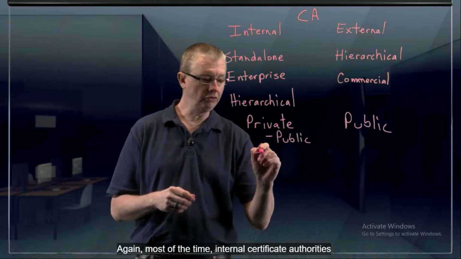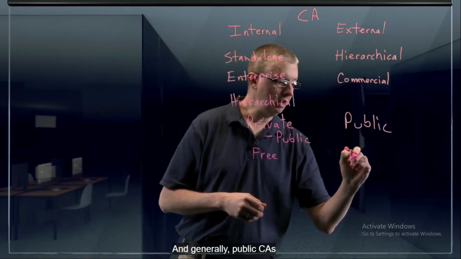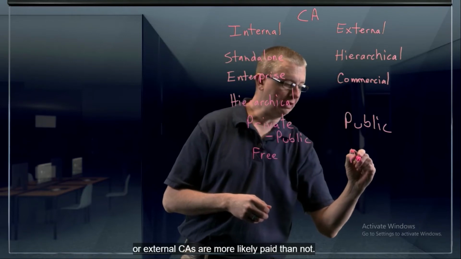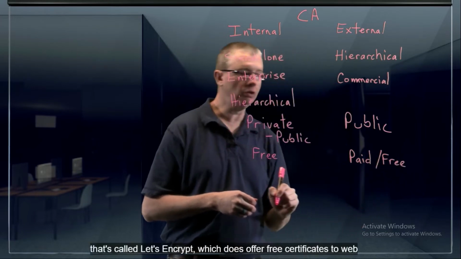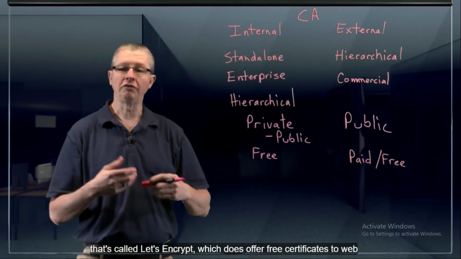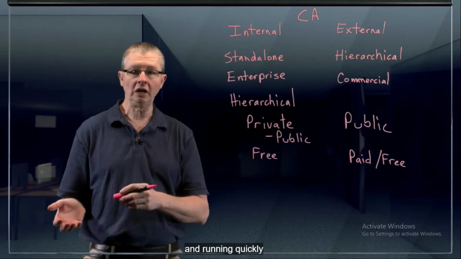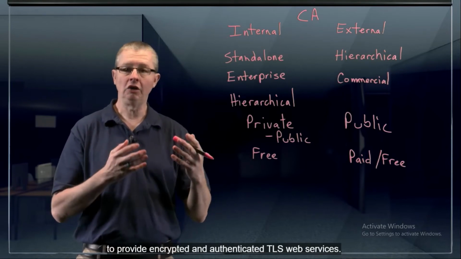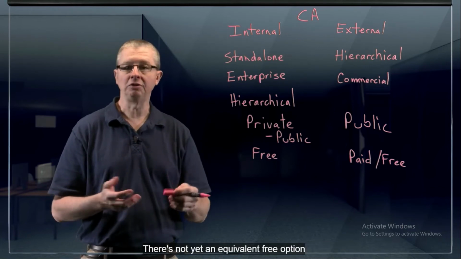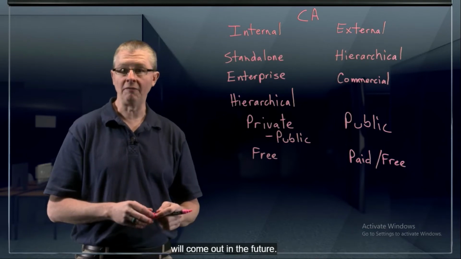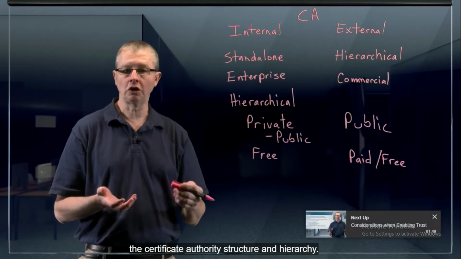Again, most of the time, internal certificate authorities are for free use of employees, and generally public CAs or external CAs are more likely paid than not. Although there's a growing number of free options. There's a new service out now called Let's Encrypt, which does offer free certificates to web services in order to provide them with the ability to get up and running quickly with no out-of-pocket expense to provide encrypted and authenticated TLS web services. There's not yet an equivalent free option for regular individual users, but maybe one will come out in the future. So as you can see, there are lots of different terms that may come up when you discuss the certificate authority structure and hierarchy.